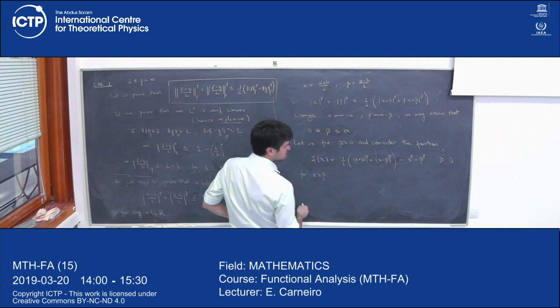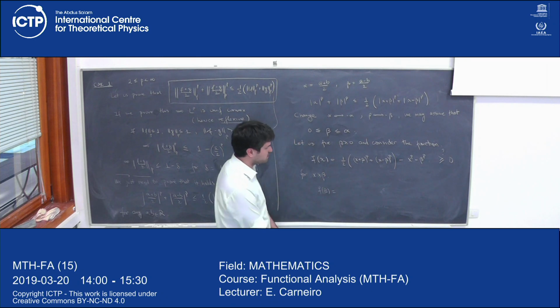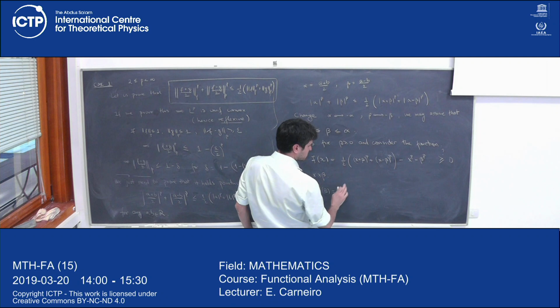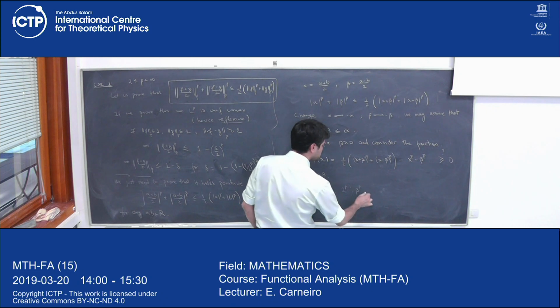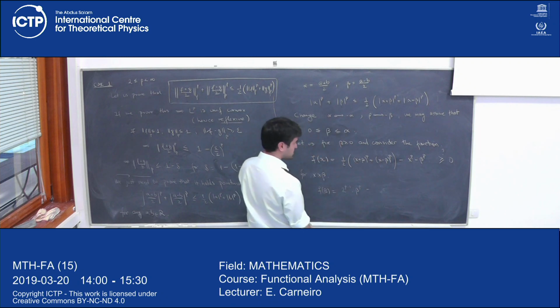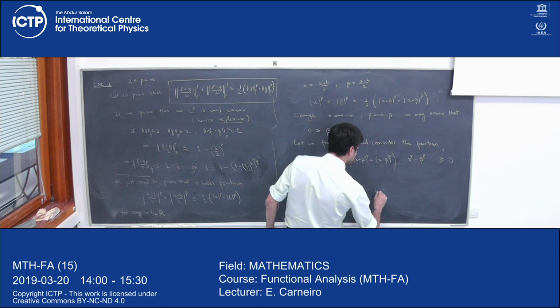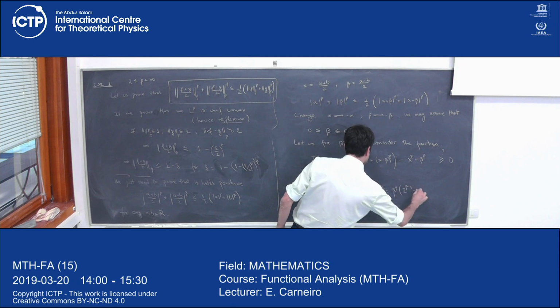This is my function, so I just have to see how much is f of beta. If I put x equals beta here, I get 2 to the p minus 1 times beta to the p, because I divide by 2, minus beta to the p minus beta to the p. So what I get is beta to the p times (2 to the p minus 1 minus 2).